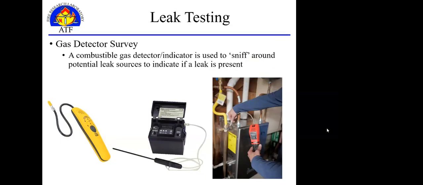Similar to the bubble test, instead of putting a solution on, we can use a combustible gas indicator to sniff out where a leak might be. So we're going to follow the piping. We're going to check at all the connections, stuff like that.